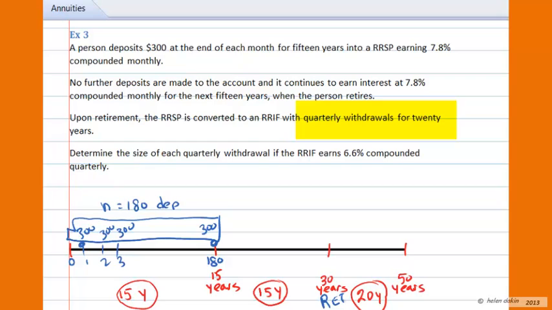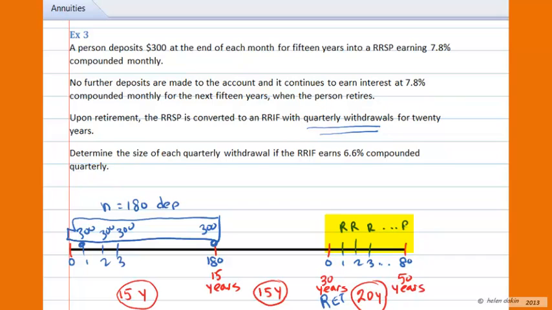They're going to be making regular quarterly withdrawals for 20 years. What's important to note here is that we're going to be making quarterly withdrawals, not monthly withdrawals, for 20 years. For the last 20 years, how many quarterly withdrawals? Well, 20 times 4 each year is a total of 80 quarterly withdrawals, and we don't know what the size of each draw is. So we're going to have 0, 1, 2, 3, up to 80 quarterly draws of R dollars. At the end of each quarterly period, we withdraw R dollars. So N is equal to 80 payments.